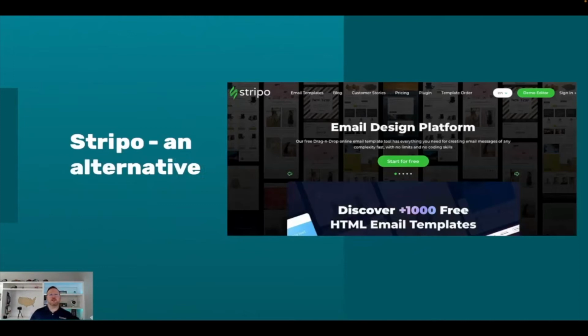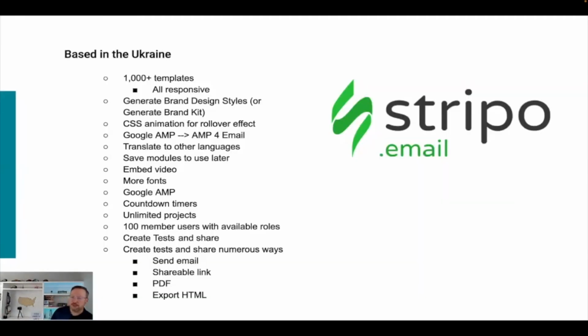There's a lot going on with Stripo. They have 1,000 templates and they're all responsive. We have a lot as well, but maybe you want some more or different templates. You can generate brand design styles or a brand kit if you want to. You can add animations for rollover effects when people roll over a button. If you've heard of Google AMP, you can create AMP emails in Stripo. AMP is the way emails behave in Gmail, where different things and custom things can happen there.